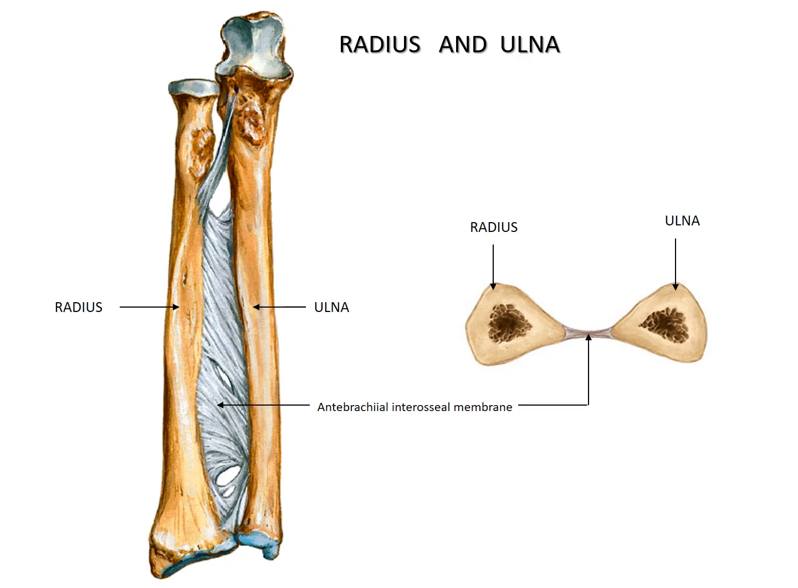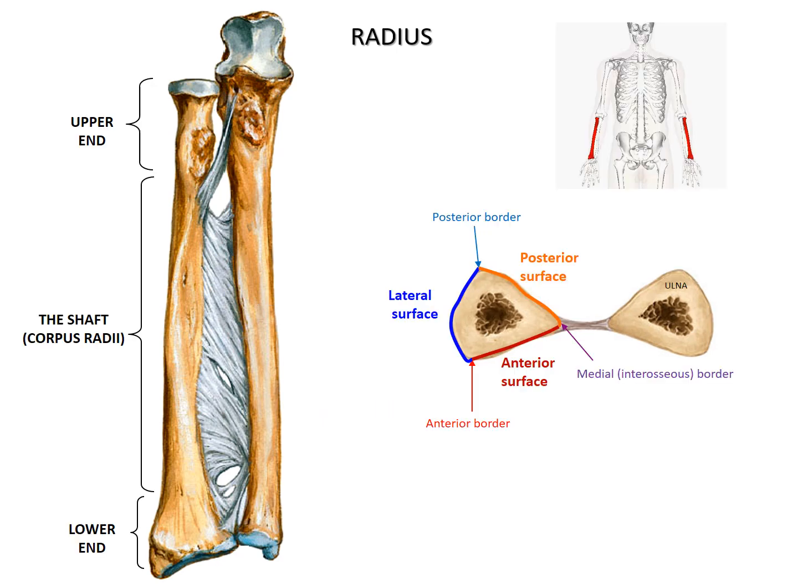The bony structure of the forearm consists of the radius and ulna. The radius and ulna are bound together by a tough fibrous sheet known as the interosseous membrane. The radius is the lateral bone of the forearm, and it is the typical long bone and consists of 3 parts: upper end, shaft, and lower end.